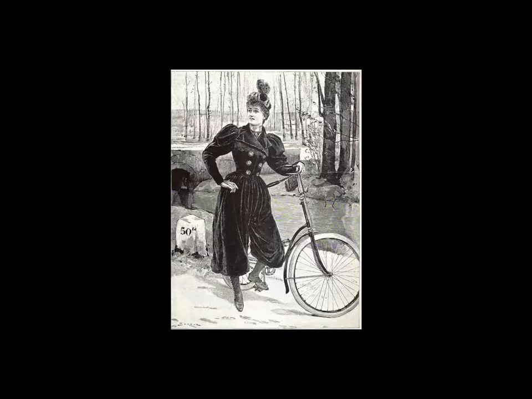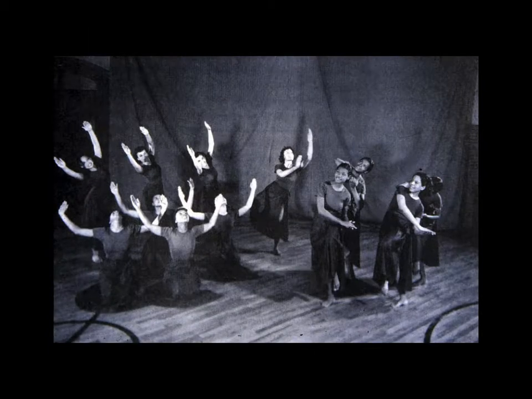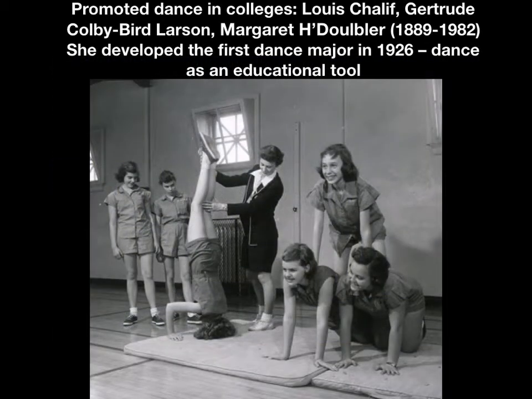Aesthetic calisthenics. Remember, Delsartism encouraged movement. Aesthetic dance, aesthetic calisthenics is a term that was used or coined by Melvin Gilbert, who was really someone who promoted school dance at the collegiate level. Others who promoted dance in colleges were Louis Chaff, Gertrude Colby Bird, Margaret Dobler. In fact, she developed the first dance major in 1926, dance as an educational tool.